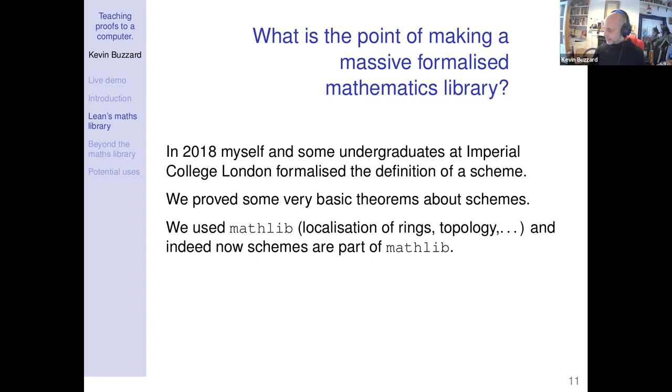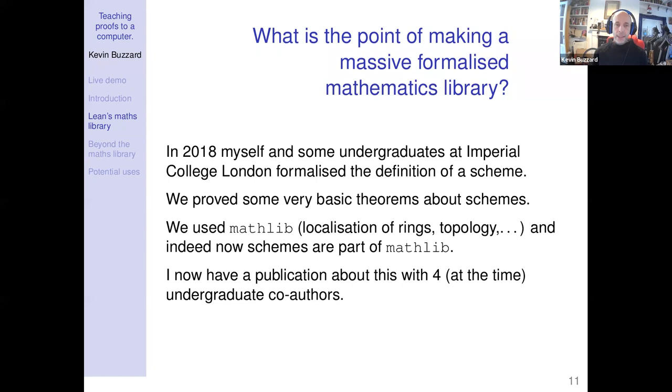Sorry. And I wrote this up as a paper, which was quite nice, a publication of this with some co-authors. My phone is constantly ringing, so I'm going to switch it off. All of my co-authors are now writing PhDs.